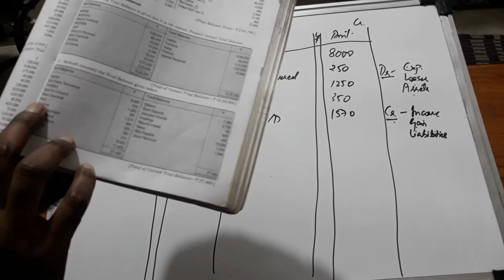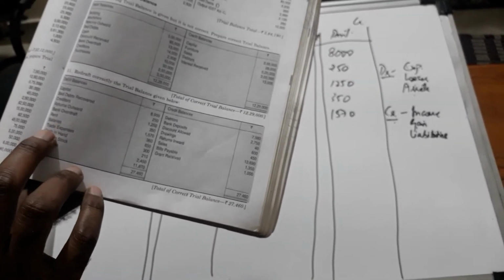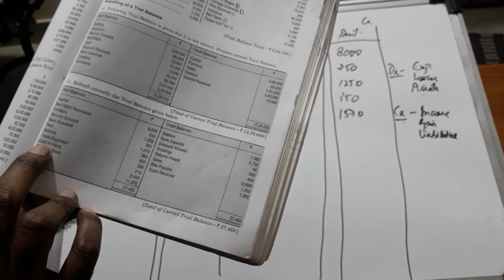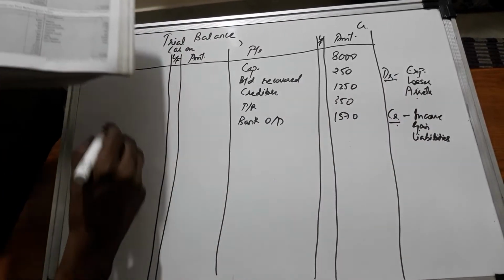Rent, expenditure for the business. Salaries, expenditure for the business. Trade expenses is also an expenditure for the business. Cash is an asset. These all appear on the debit side.